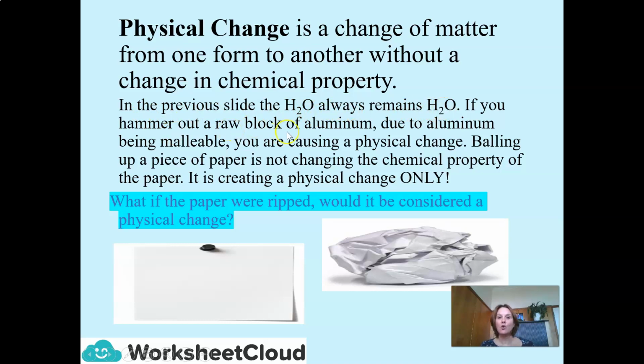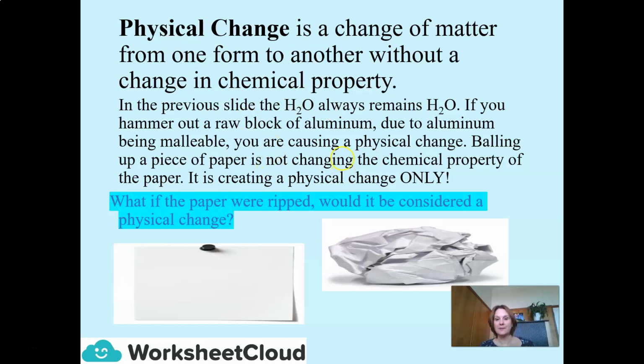If you hammer out a raw block of aluminium, due to aluminium being malleable, remember the term? We learned about it at the beginning of this lesson. You are causing a physical change. Balling up a piece of paper is not changing the chemical property of the paper. It's creating a physical change only. The paper still remains paper, exactly like the water, whether it was a block of ice, a bottle of water, or a gas, it was still always water.